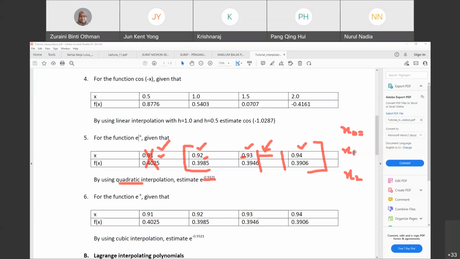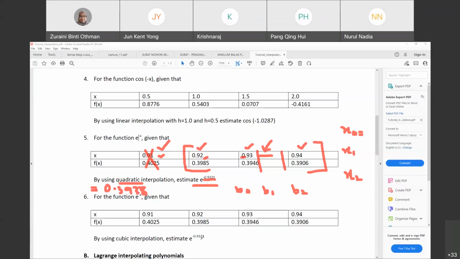Now, please find B0, B1, B2 to complete this. Then I'll give you the final answer. The final answer for question number 5 will be 0.3938. Please find it and try.